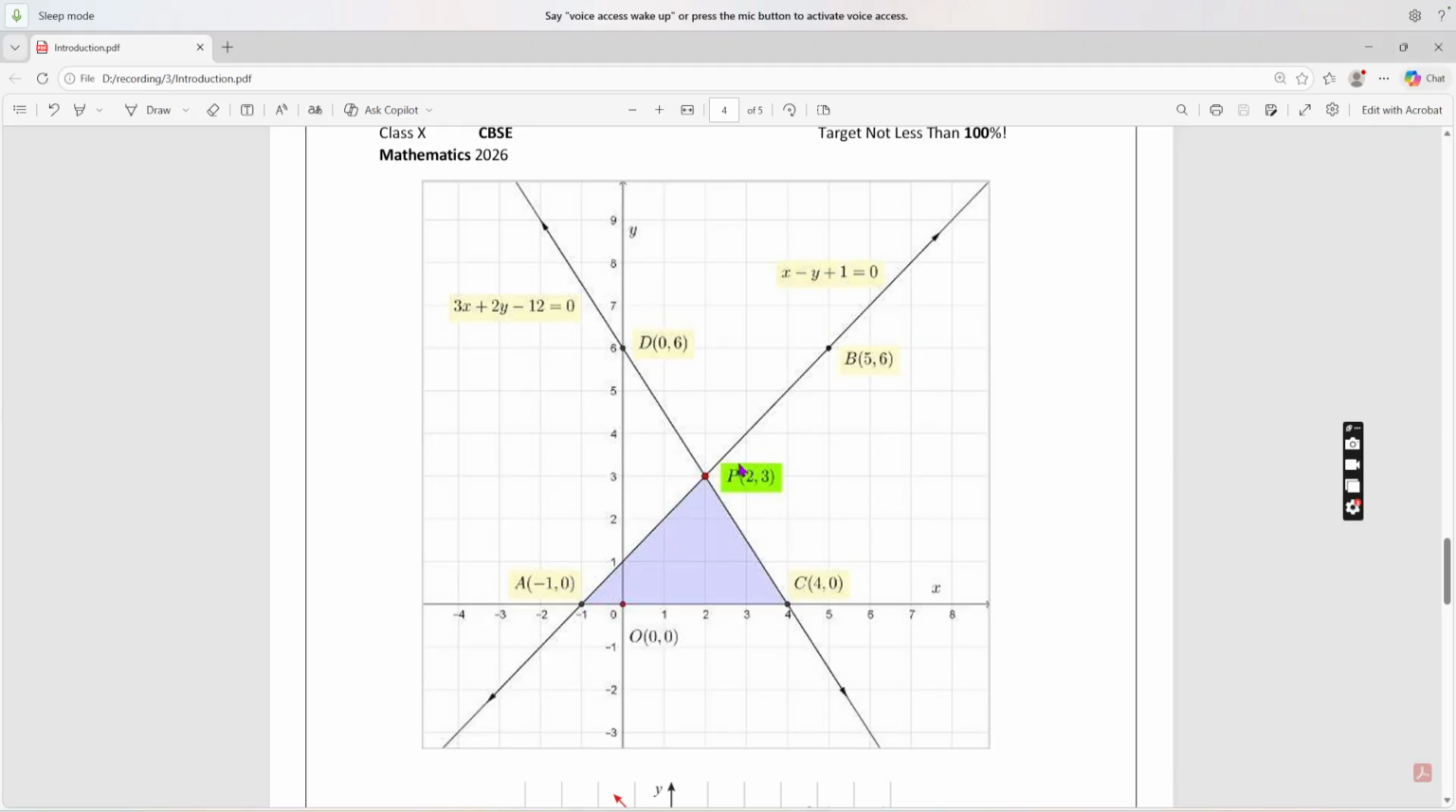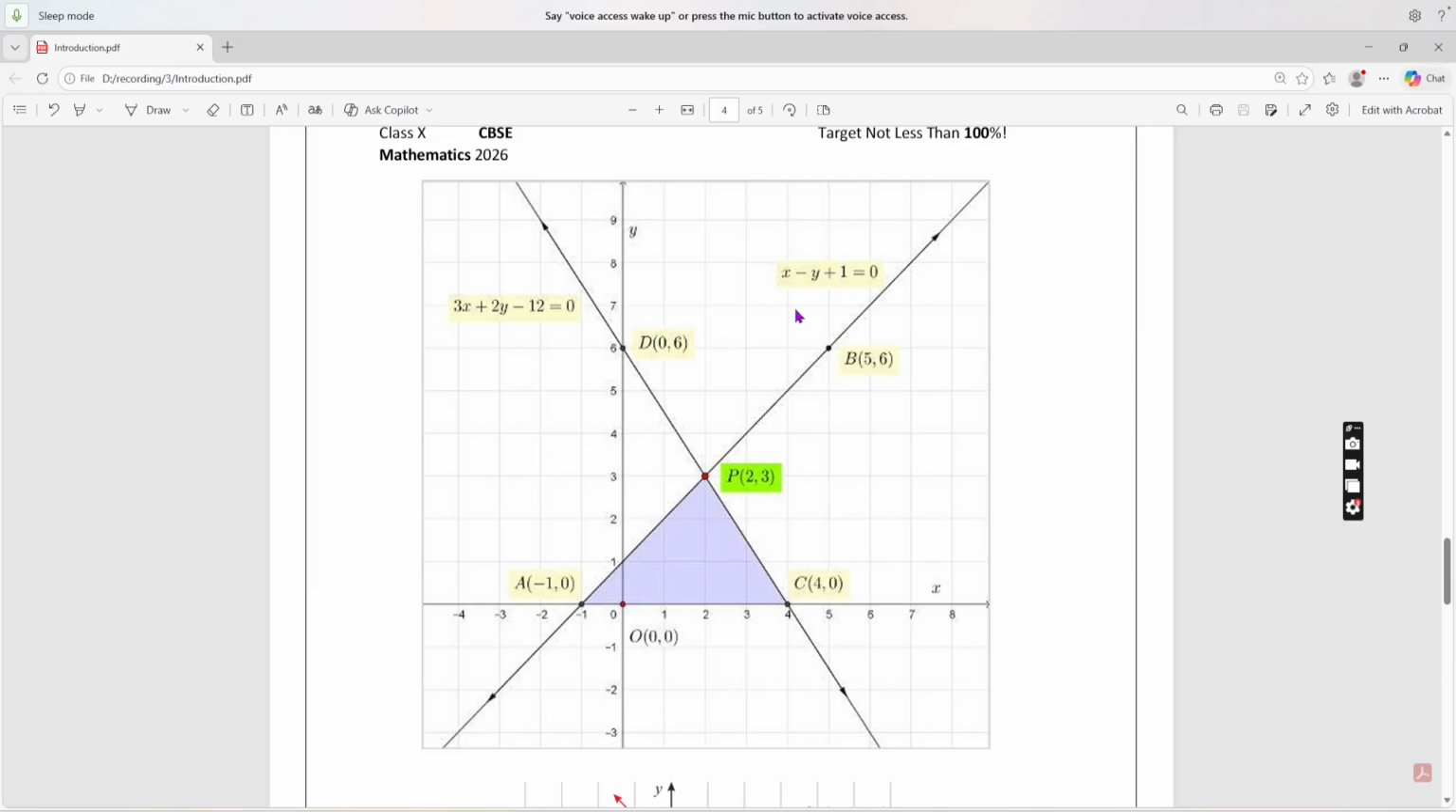Now just see this point, it is having 2 unit distance from the x-axis and 3 unit distance from the y-axis. So 1, 2 here and 1, 2, 3 here. And just see this point, it is having 5 unit distance from the x-axis and 6 unit distance from the y-axis. Now these 3 points, (-1, 0), (2, 3) and (5, 6), are going to satisfy this equation, which is x minus y plus 1 is equal to 0.